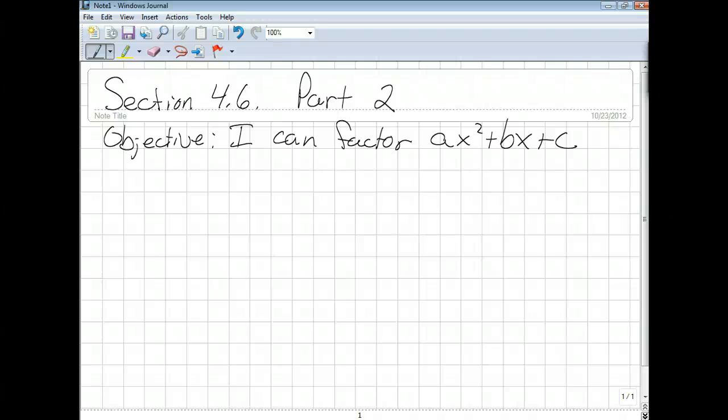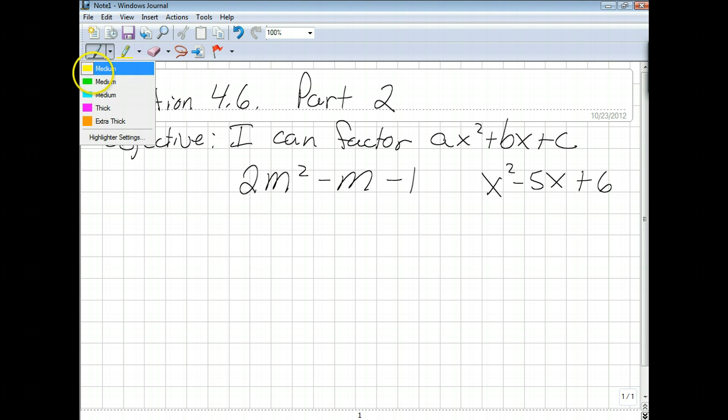Today we are continuing section 4.6. We are going to be factoring polynomials with what we call a leading coefficient. So we're looking at something like 2m squared minus m minus 1. Yesterday we did problems like this: x squared minus 5x plus 6. So notice that the difference here is that there is a number other than 1 in front of the squared term. So when that happens, we have to do a couple of extra steps.